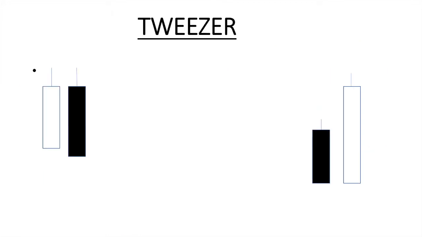Tweezer. We have two types of tweezers. We have the tweezer top being formed at the resistance zone. As you can see, two candles having the same price level at the top. So this is what? Tweezer top. And then we have our tweezer bottom, meaning two candles having the same price at the demand level.